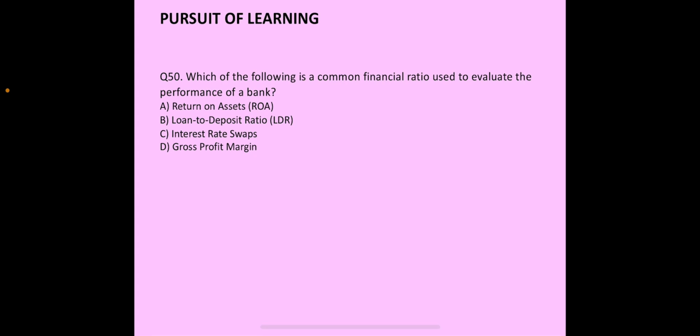The last question is, which of the following is a common financial ratio used to evaluate the performance of a bank? So first is return on assets, second is loan to deposit ratio, third is interest rate swaps, and the last option is gross profit margin. So the correct answer is return on assets.